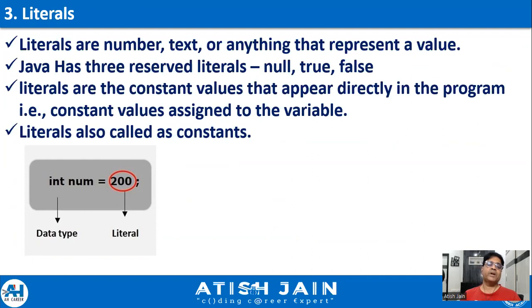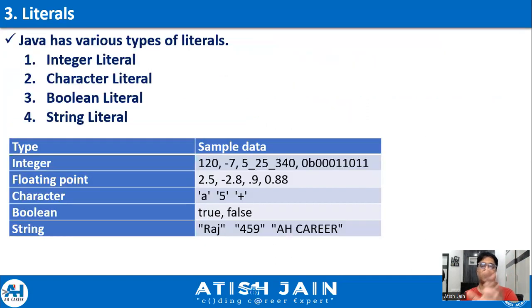So if you look at a statement like int num equals 200, then 200 is the literal. Int is the data type, that's nothing but the keyword. Num is the identifier, the variable name. Equal to is the assignment operator. Semicolon is the special symbol. Each and every thing that you're writing in the program, we can decode and tell what it is.